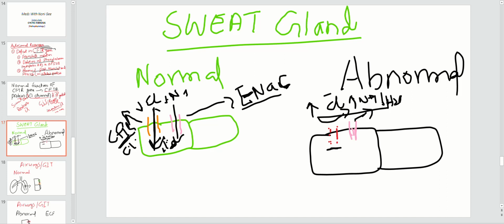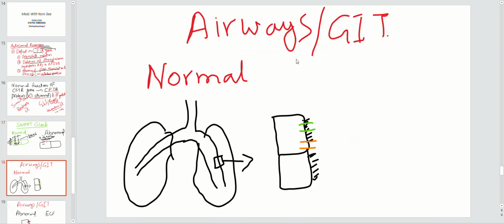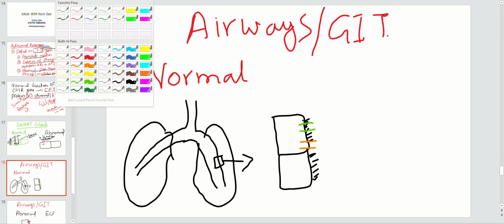On the skin you have high sodium and chloride. That is what happens in the sweat gland, where this channel is not reabsorbing the chloride along with sodium and water. Now, what is happening in the airways, GIT, and elsewhere? Pardon my diagram. So, what is happening over here?